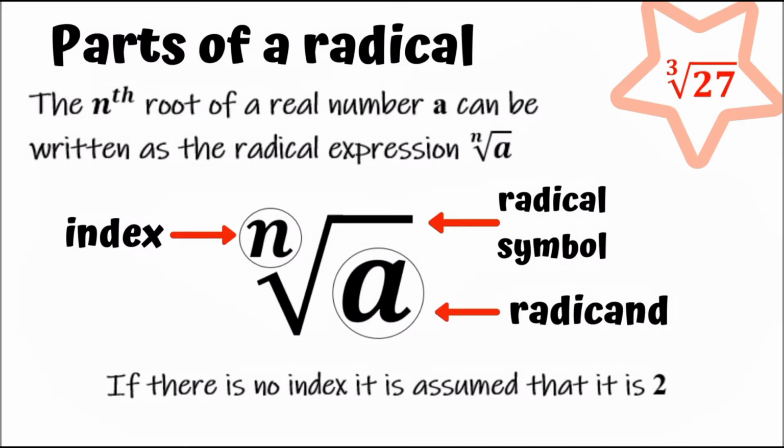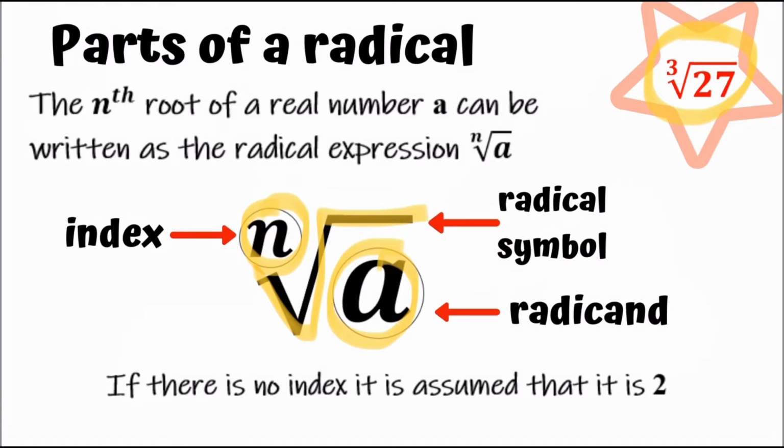The nth root of a real number a can be written as the radical expression, the nth root of a. This symbol right here is the radical symbol. The number underneath the radical symbol is called the radicand, so a is the radicand, and the number on the outside, the root, is called the index. If there's no index, it is assumed to be a 2. If you look at the little star on the top right corner, this is an example of a cube root. We're taking the cube root of 27.